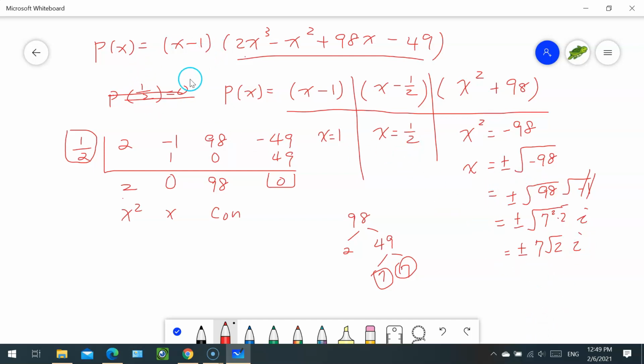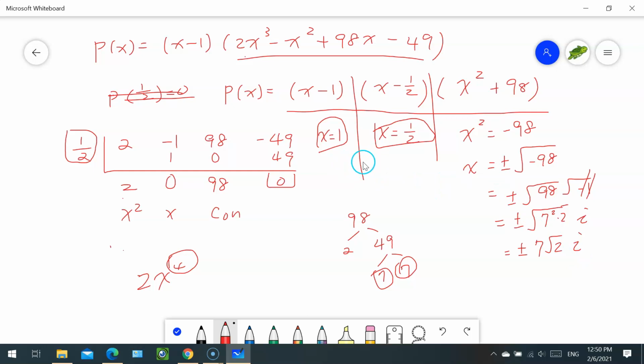So this polynomial function has 4 solutions, right? Because in the original function p of x, the leading term was 2x power 4. So we have 4 solutions. When we solve this polynomial function, by the end, we should have 4 solutions. And those 4 solutions are: x equals 1. The second solution is x equals half. The other 2 solutions are from here, positive 7 root 2 i. Another solution is negative 7 root 2 i.